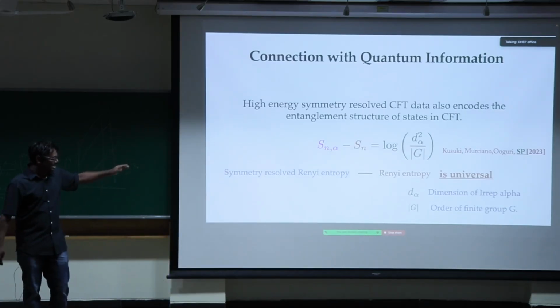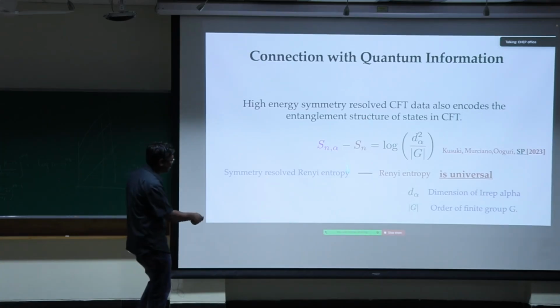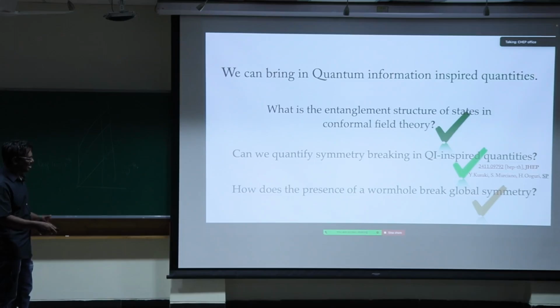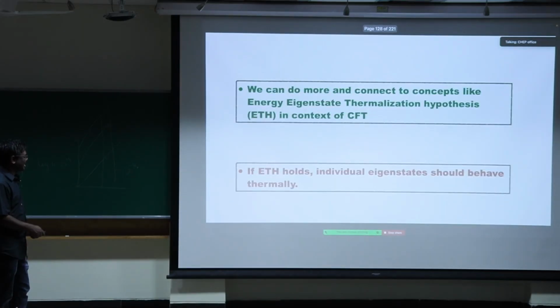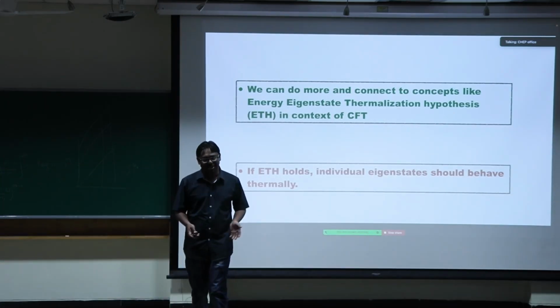So the point is just the big picture. This also gives you some information about entanglement structure and some symmetry resolved Renyi entropies, and it tells you about the symmetry breaking in the QI inspired quantities and so on. And you can also make statements about ETH, the energy eigenstate thermalization hypothesis, as I was saying. So roughly speaking, ETH tells you the individual eigenstate should behave thermally.